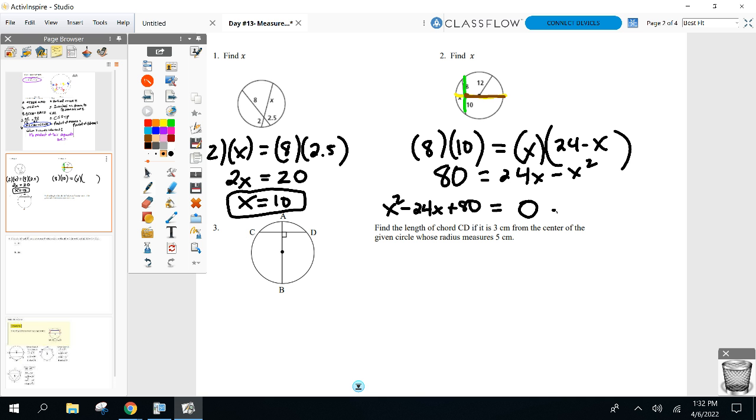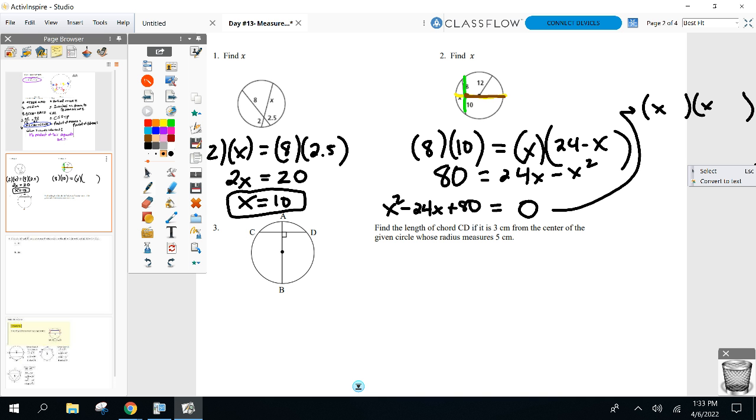All right. What are you looking for? Two numbers that do what now? It's factor time. I'm not going to give them to you, but two numbers that multiply to 80, but at the same time add to negative 24. Find them.